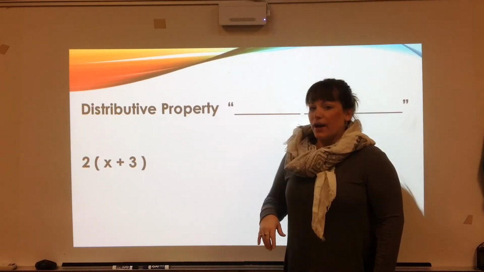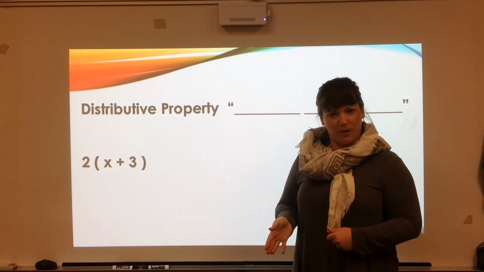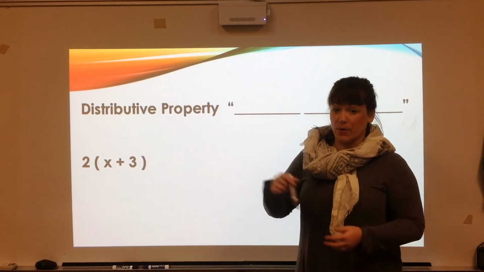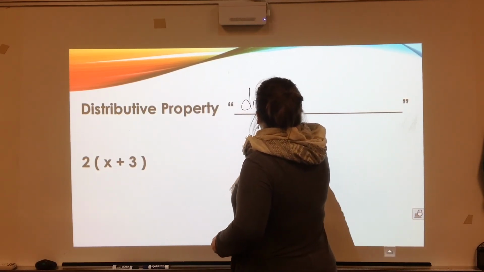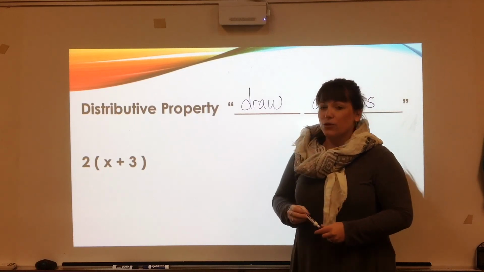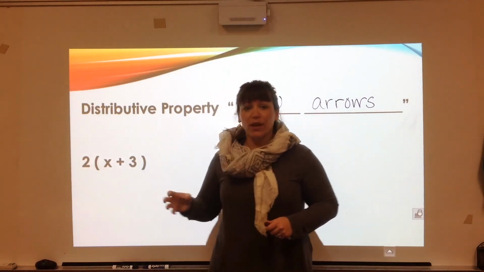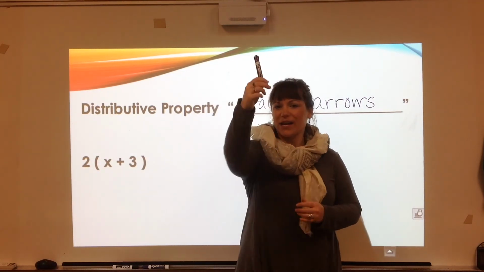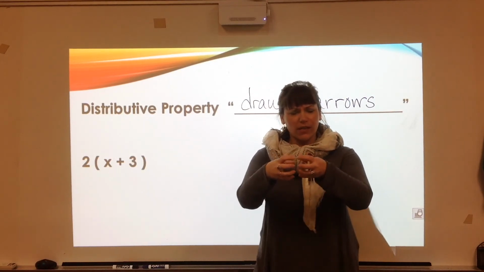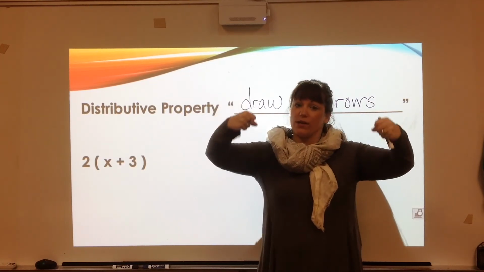The first box has a little phrase in quotation marks that I want you to fill in. When you hear the word distributive property, I want you to always remember that you have to draw arrows. So what I mean by that is the distributive property takes a number, like 2, and distributes it or hands it out to each number inside the parenthesis. So we're taking the parenthesis, the x plus 3, and we're breaking it apart and pairing it with a 2.